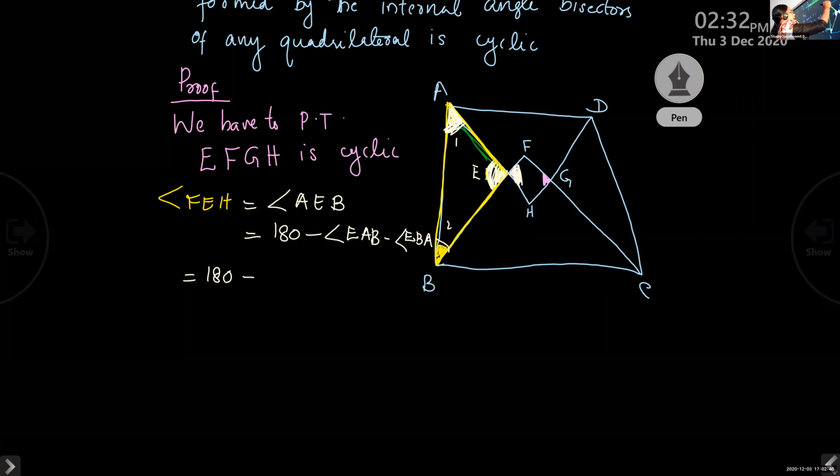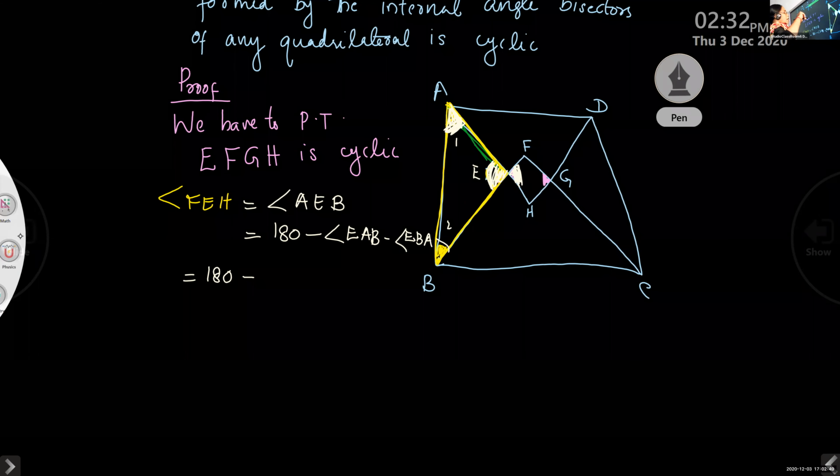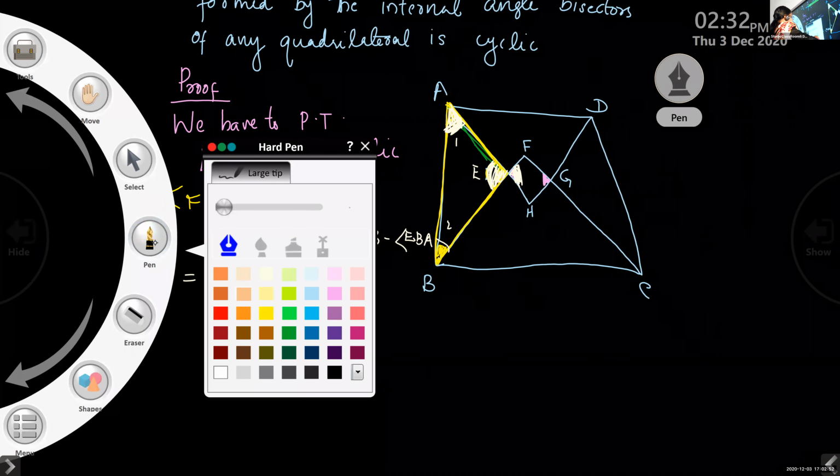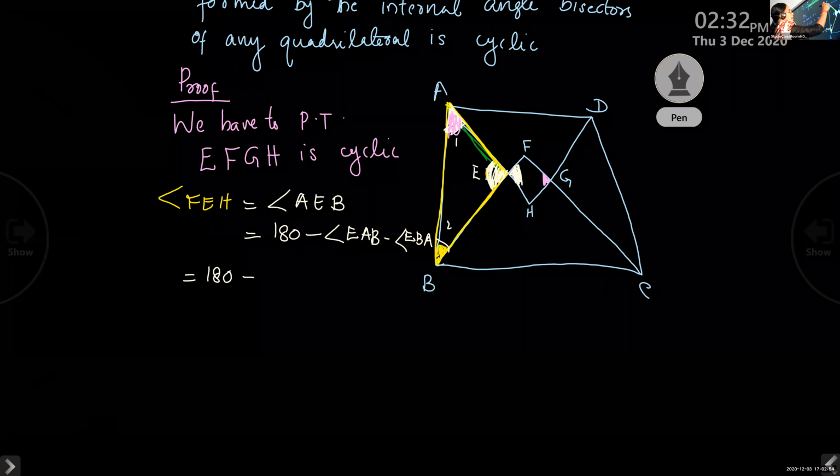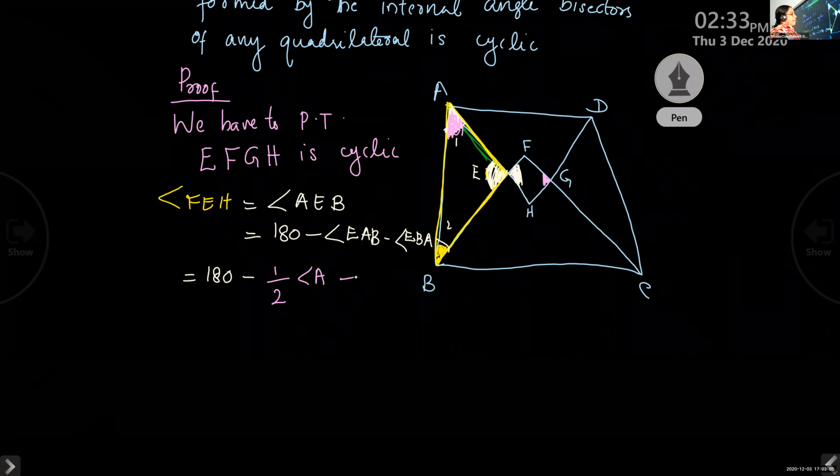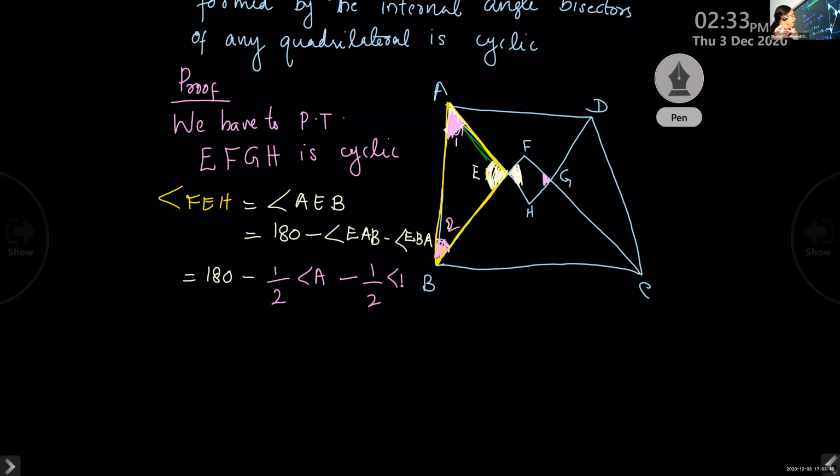See, children, this angle EAB is half of angle A, right? This is half of angle A. Is it correct? Yes, ma'am. So let me write it as half of angle A minus this angle EBA. This angle 2 is half of angle B. Is it okay, children? Yes, ma'am.